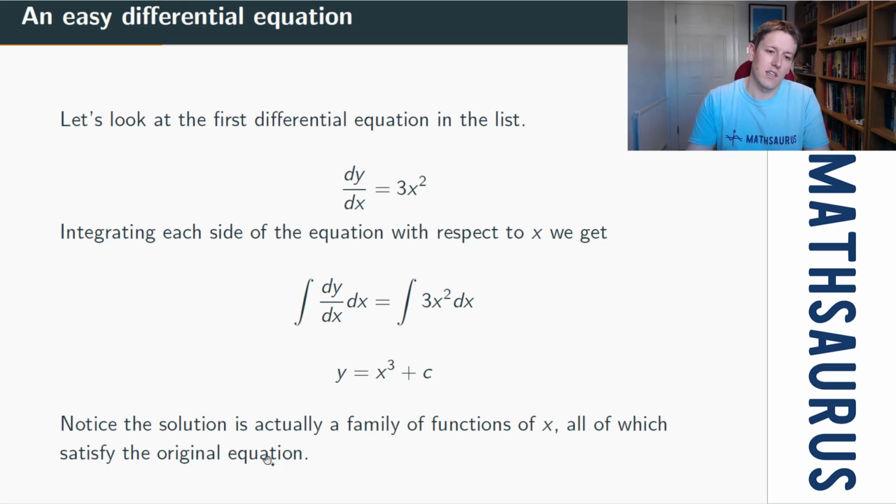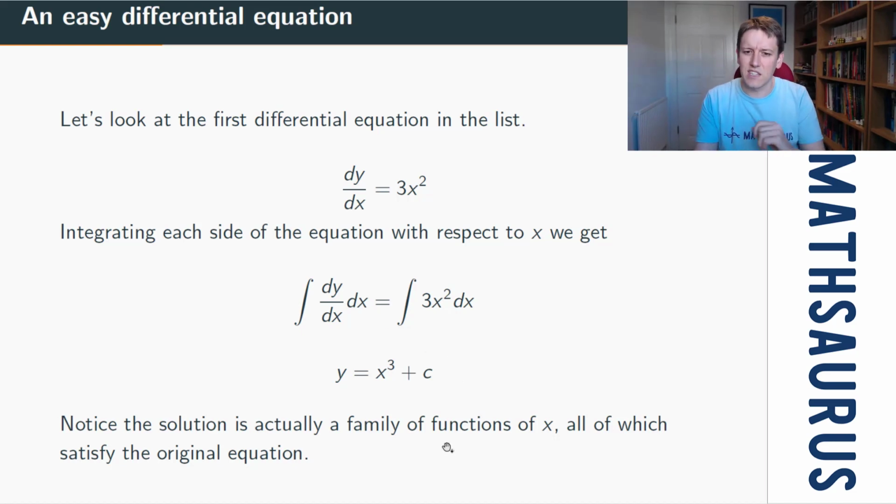So in general, the solution here, this general solution, is a function of x, and actually it's a whole family of functions of x, right? So for any different value of c, this x cubed plus c function differentiates to give 3x squared. Sometimes people ask me at this point, why don't we put a plus c on both sides of the equation?